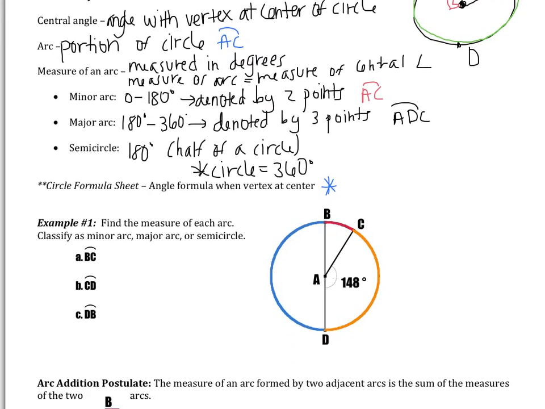Moving on is example number one. It says, find the measure of each arc. Classify as a minor arc, major arc, or semicircle. So arc BC, that's this little one right here.